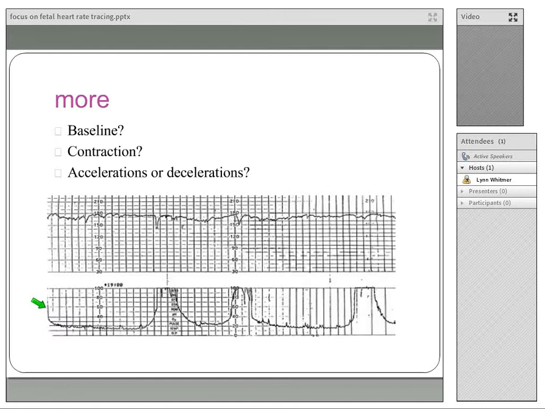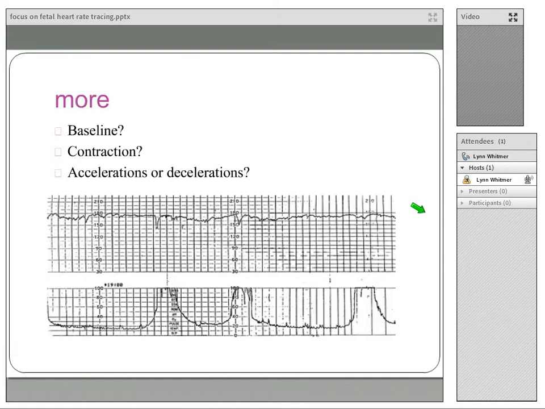All right, let's read another strip together. Again, we go with baseline. What is your baseline? We always start with baseline. So let me give you just a minute. If we drew a straight line across, what would you see? And if you said around 170, you are correct.